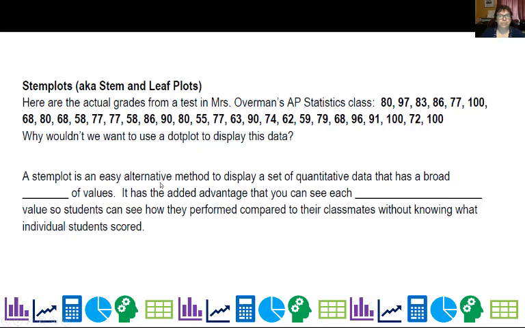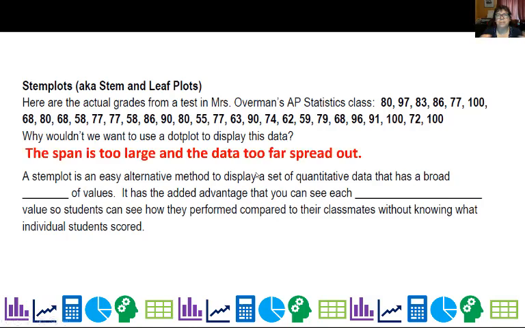So here's some actual grades from a test in one of my AP statistics classes maybe a year or two ago. And I could do a dot plot, but the problem is my lowest grade on here, sadly, is a 55 and the highest is 100. So if I were to do a little dot plot, it would be a very broad range. So we wouldn't want to use a dot plot because the span is too large and the data is too far spread out. Honestly, I could do a histogram, and a histogram would work.